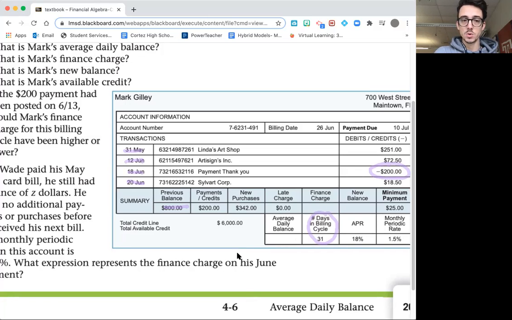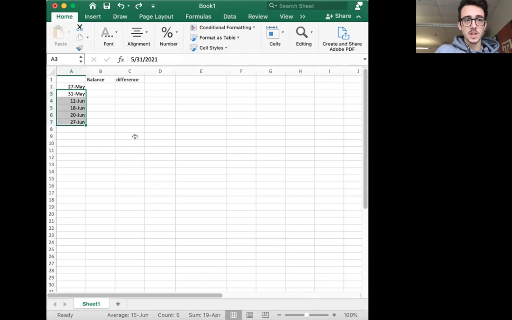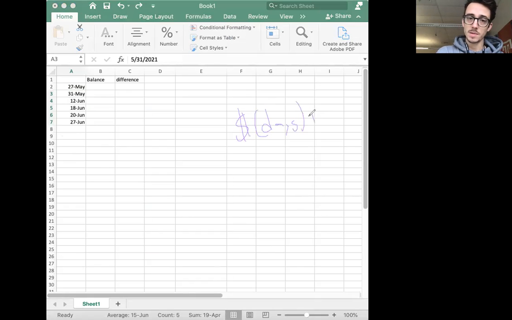Let's take this back to Excel, where this is how I set up my days. Because remember, when we were talking average daily balance, we would have a price and then the number of days that our balance was that amount. And then we had the days that were remaining. And then eventually we divided all of this by 30 or 31. In this case, our billing cycle is 31, which is fine.